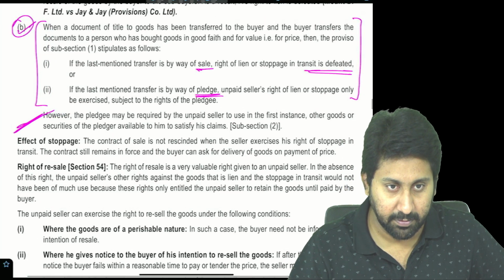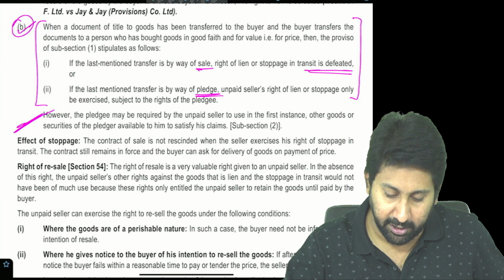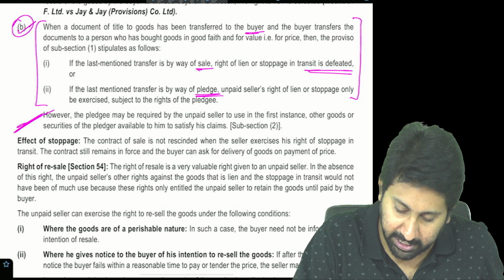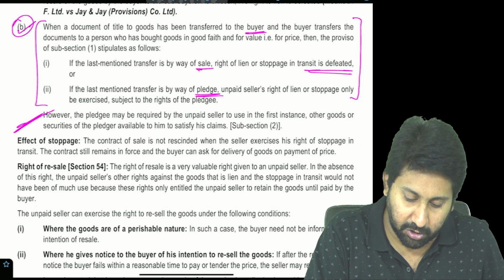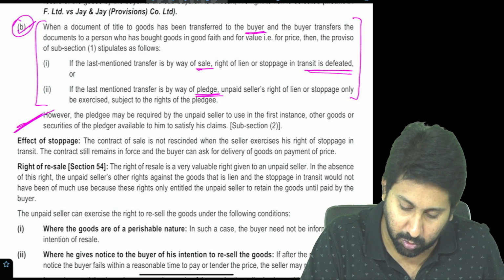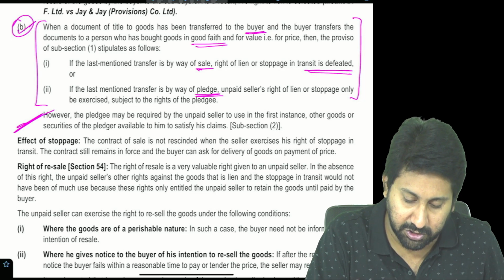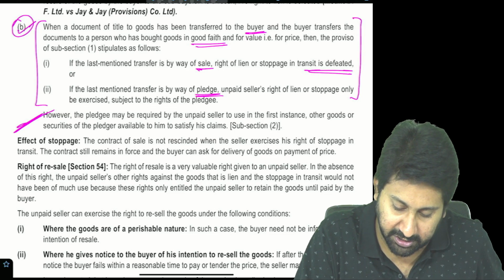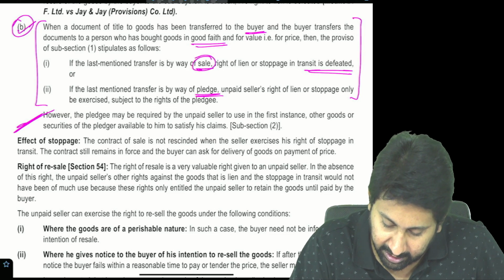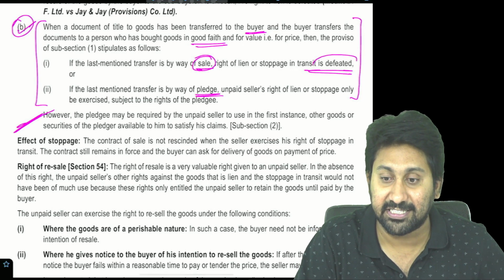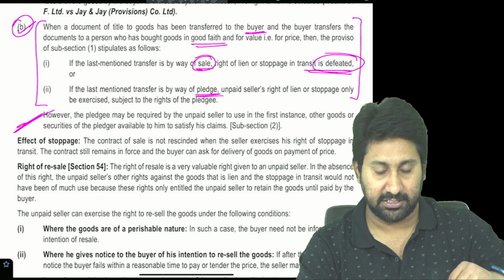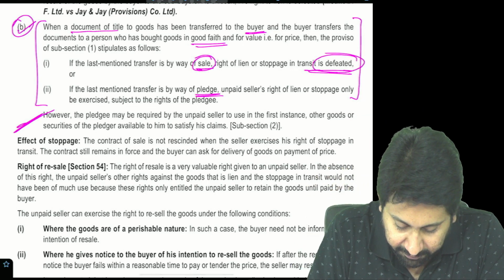See here, when the document of title to the goods has been transferred to the buyer, and the buyer transfers the documents to a person who has bought the goods in good faith and for value, for the price, then the proviso stipulates as follows: if the last mentioned transfer is by way of sale, the right of lien or stoppage in transit is defeated. First, let us read this. Sir, what is document of title?